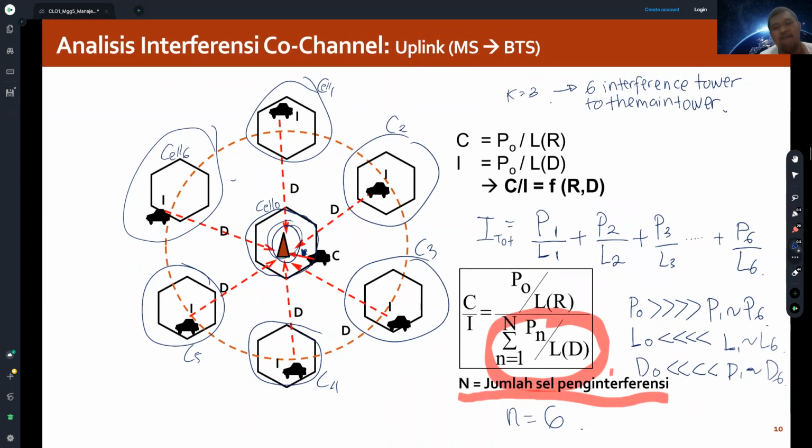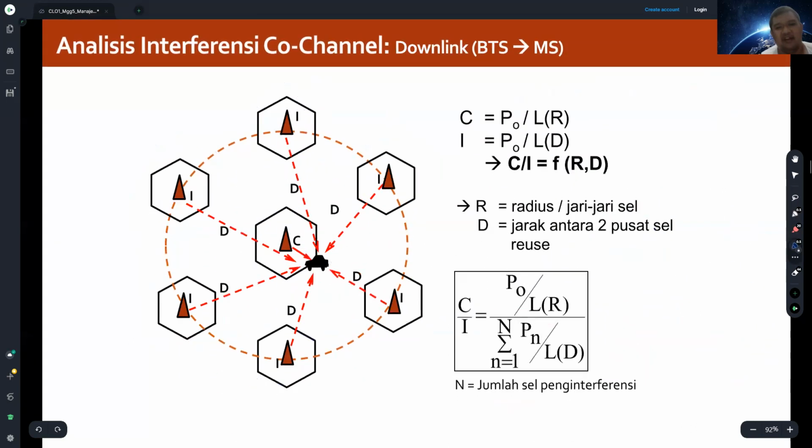The source of the interference in uplink communication comes from another user on the same channel. However, if we are talking about downlink communication, the interference comes from another tower compared to the initial tower. Actually, it's the same concept. However, it depends on the source of the interference itself between the downlink and the uplink.